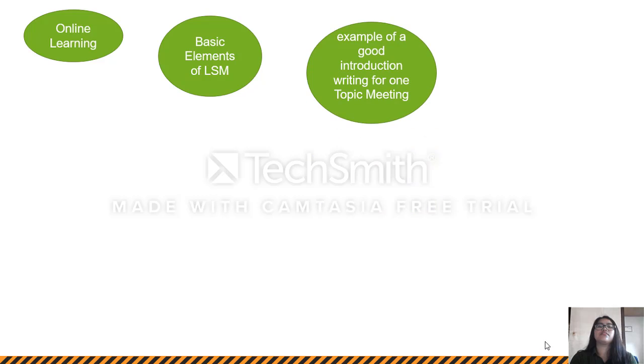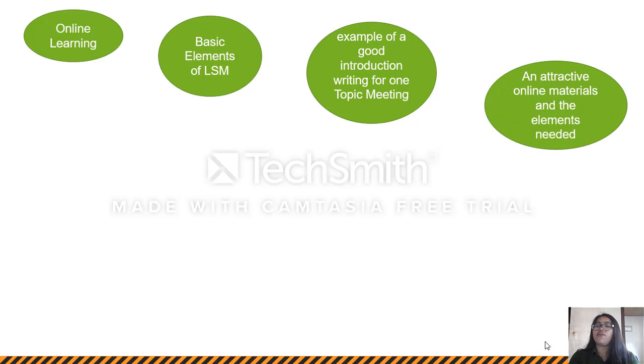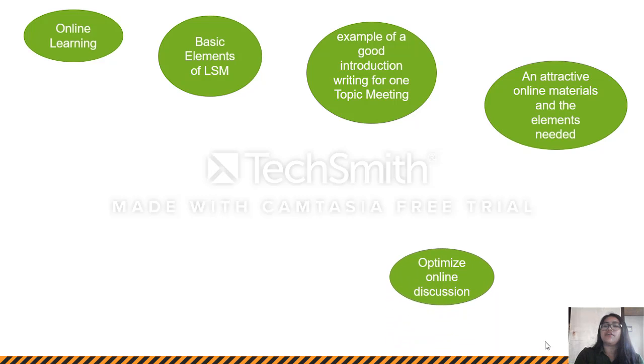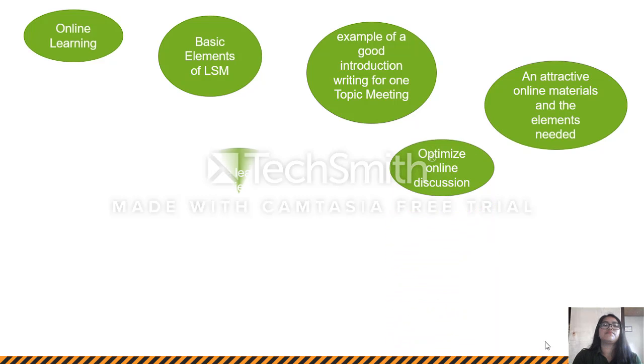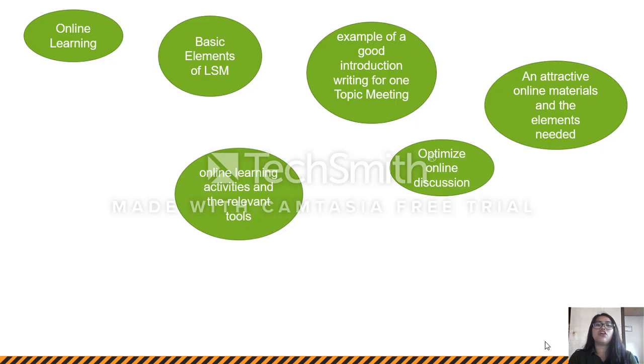So as you can see on the screen, the first topic is online learning. And then the second is basic elements of LMS. And then the third is an example of good introduction writing for one topic meeting. And then the fourth is attractive online materials and the elements which are needed. The fifth is optimized online discussion. The sixth is online learning activities and the relevant tools.